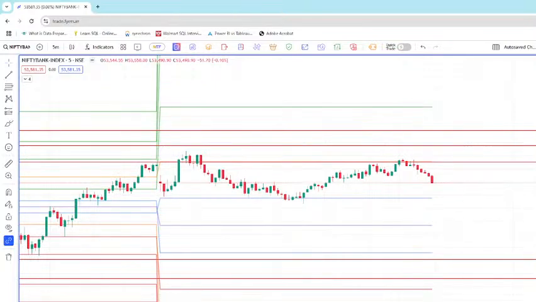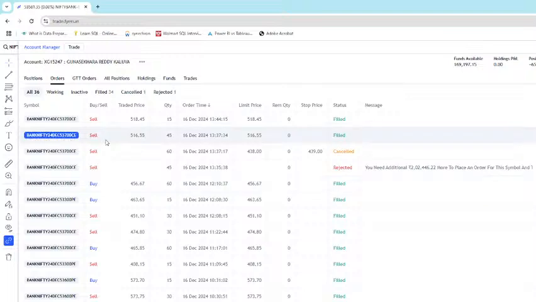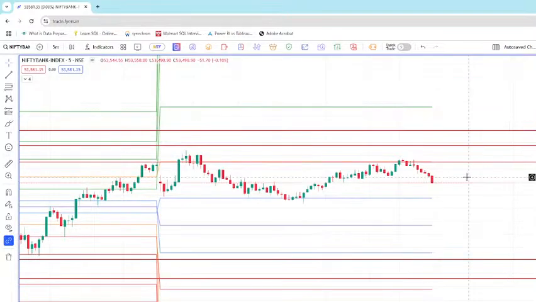But instead, you have traded so many trades that you did, around 34 trades, which is really, really bad. Okay, so you have to be careful from next time.